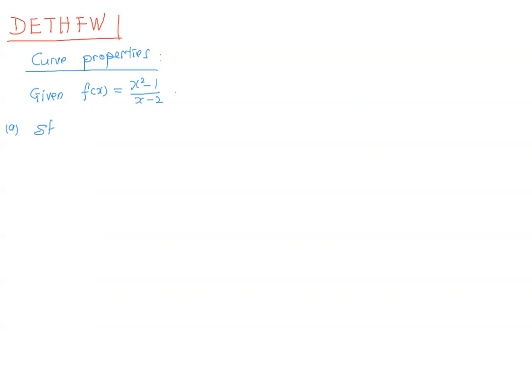sketch the f(x) graph for x between -2 and 7. Okay, can you please start? Do you know how to sketch using your graphic calculator? Do I need to repeat?